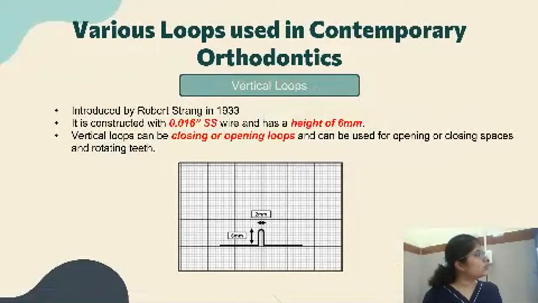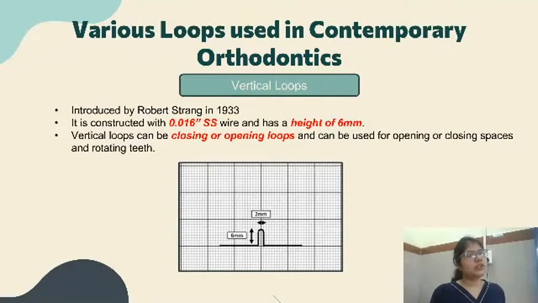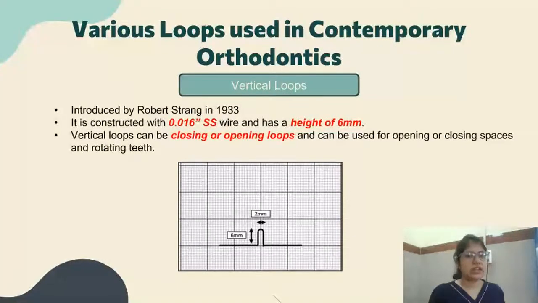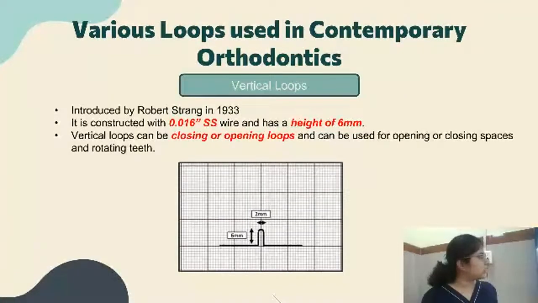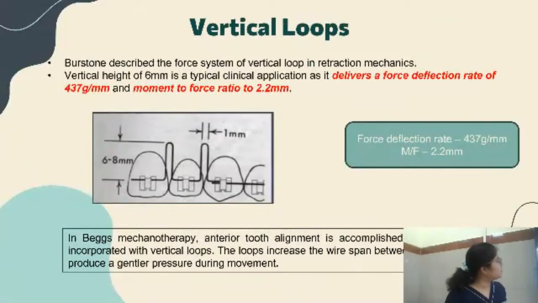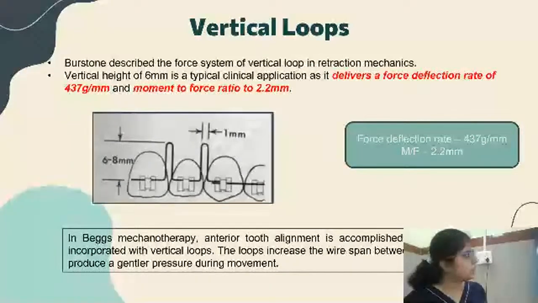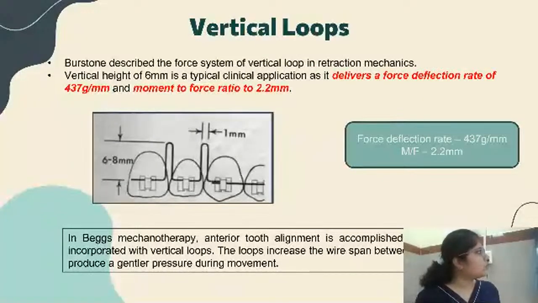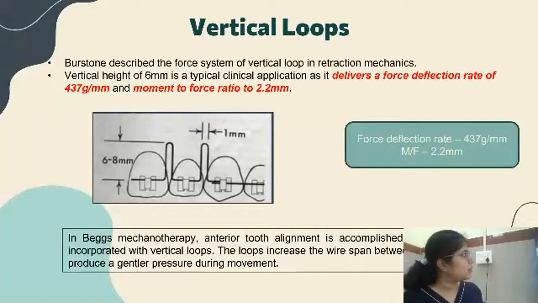Now, the various loops used in contemporary orthodontics. First, the vertical loop. It was introduced by Robert Strang in 1933. It is constructed with 0.016 stainless steel wire. Vertical loops can be closing or opening and can be used for closing spaces and rotating teeth. Now, Burstone described the force system of the vertical loop in retraction mechanics. A vertical height of 6 mm is a typical clinical application as it delivers a force deflection rate of 437 gram per mm and a moment to force ratio of 2.2 mm.